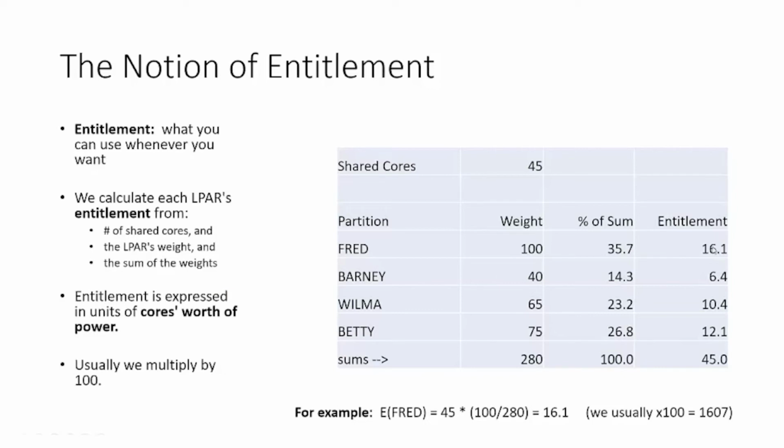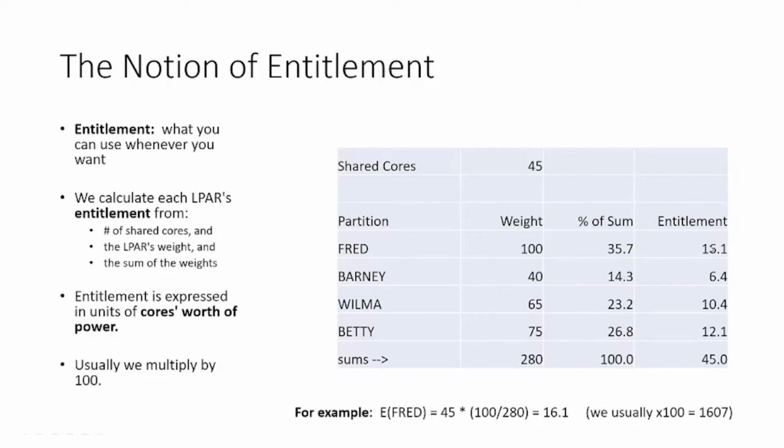The entitlement is that percent times the amount of shared core power available. So 35% of 45 cores would be 16.1 cores worth of power. 14% of 45 cores is 6.4 cores worth of power, and so on. You notice if you add up all of these numbers, you get 45, which is the number of shared cores available. So this second column is the percents, as I indicated in the pie graph a little while back, and then the entitlement is the amount of core power that the partition is allowed to use whenever it wants.